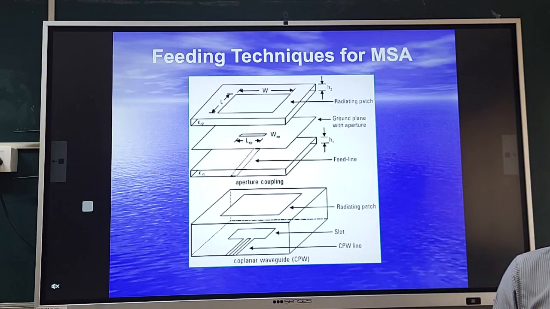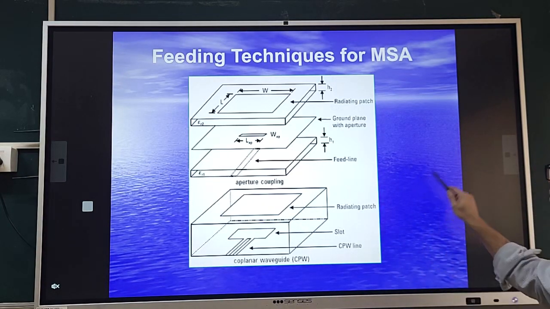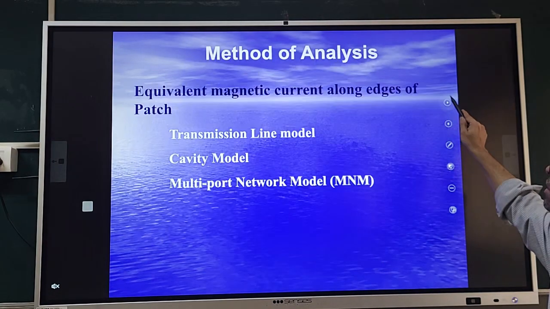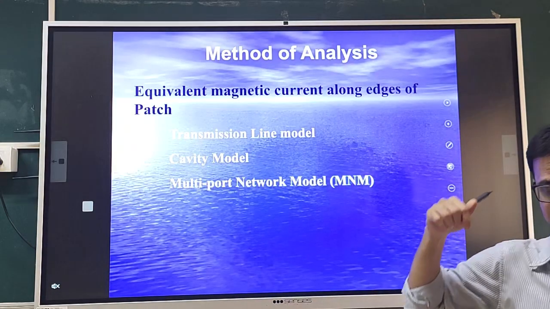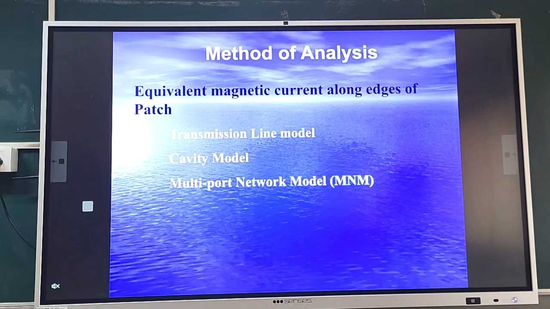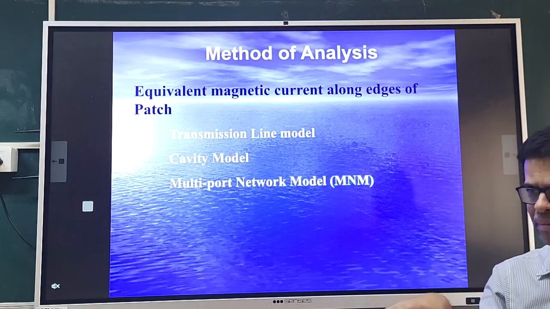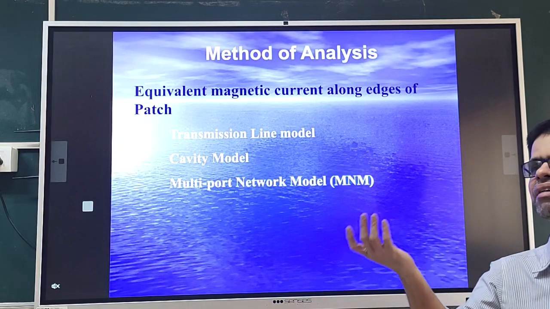In the next lecture, we will actually start with your first antenna design. We will touch upon the method of analysis, and then we will start with the design of rectangular patch, circular patch and equilateral triangular patch.